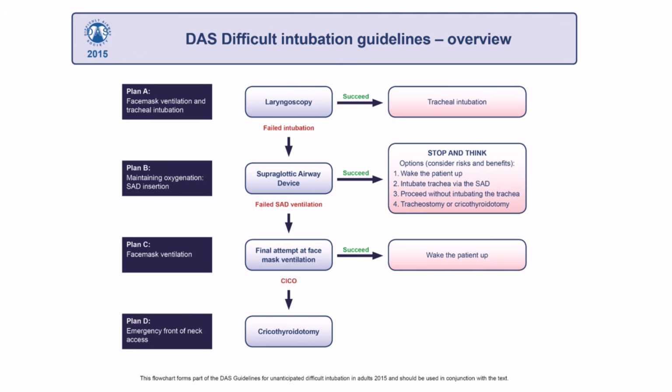Plan C is a return to face mask ventilation. If this restores oxygenation, the safest option is to awaken the patient. If oxygenation still cannot be achieved, the situation becomes can't intubate, can't oxygenate, which requires Plan D. Plan D is immediate emergency front-of-neck access, usually by scalpel cricothyroidotomy, to re-establish oxygenation and save the patient's life.